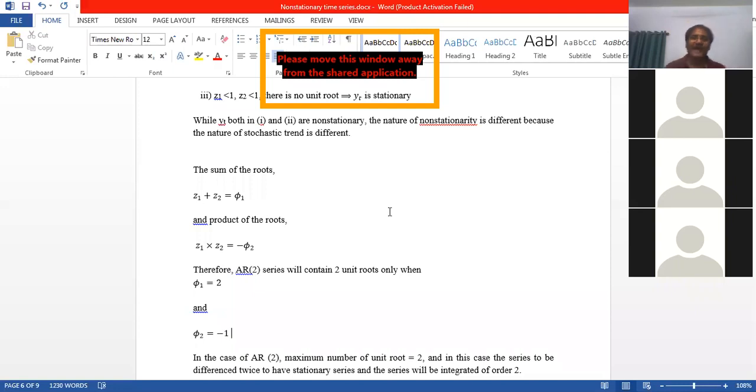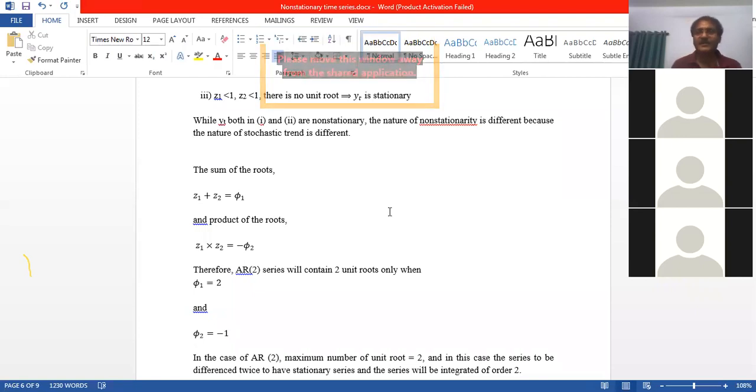Okay, so we have to keep in mind the concept of unit roots is not directly related to the value of phi 1, phi 2, etc. The concept of unit root is directly related to the concept of characteristic roots. If the characteristic roots involved in a series are equal to 1, then we can say the series contains unit root. If the series contains unit root, it will be non-stationary with stochastic trend. Clear?